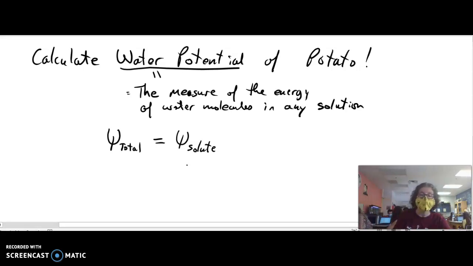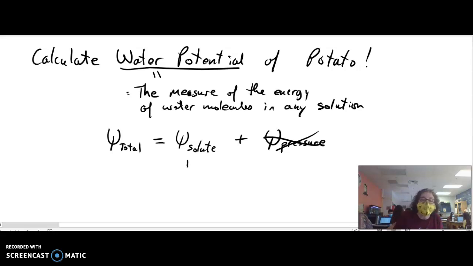Then there's also another factor, the pressure potential, which Mr. Anderson talks about. Now, since we did this experiment in an open cup at sea level, we didn't put it in an autoclave or anything, and we're also talking about the isotonic solution, we're going to assume that the pressure is 0. So you don't have to worry about this in your calculation.